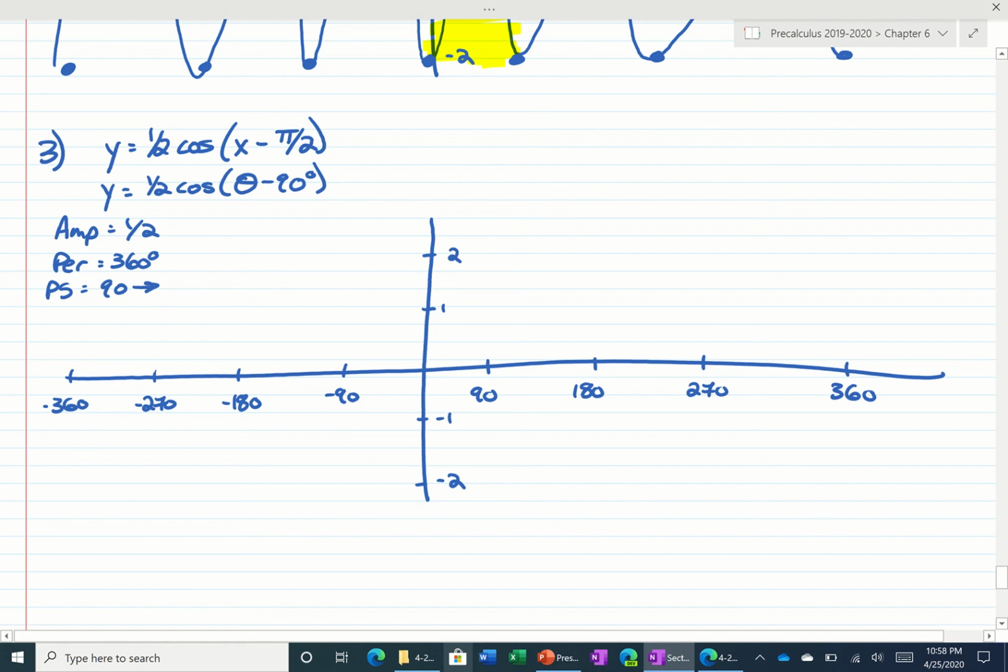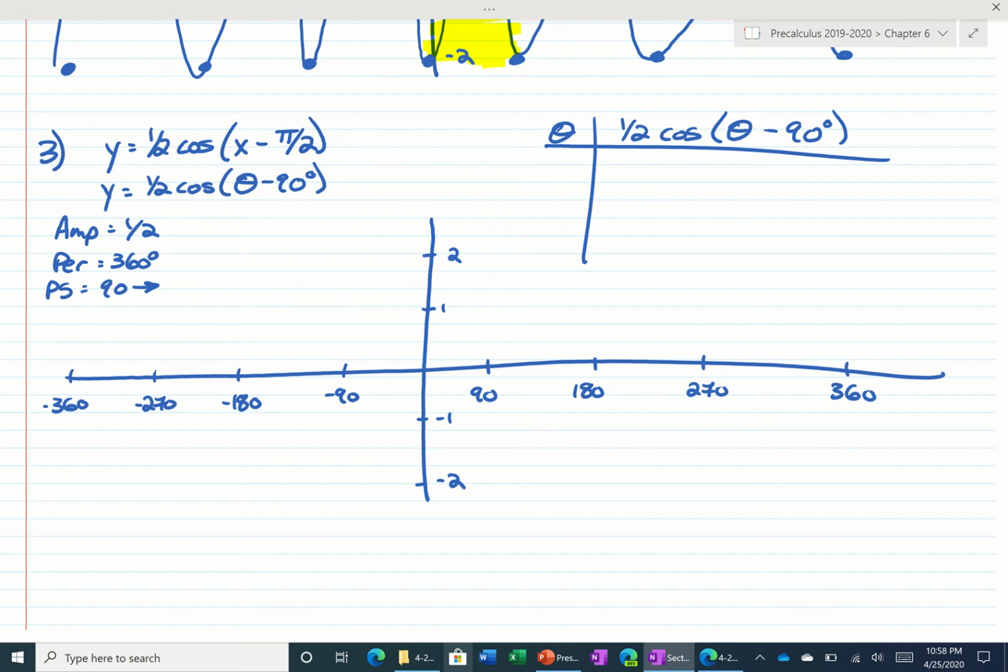So if we make a table, I'm going to type in the original: 1/2 cosine of theta minus 90 degrees, using our period to help us draw this. So 0.5 times the cosine of variable a minus 90. If we plug in negative 360, I'm getting 0. The period's 360, so I'm going to go up by 360 just like that. If we use negative 270, I'm getting 1/2.